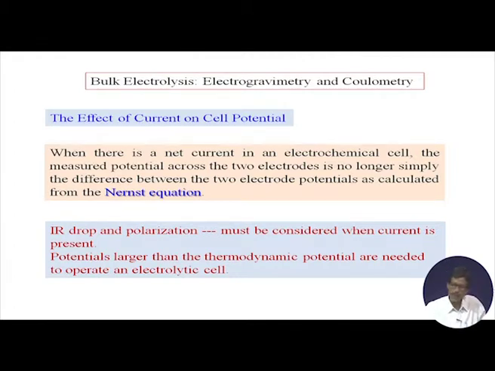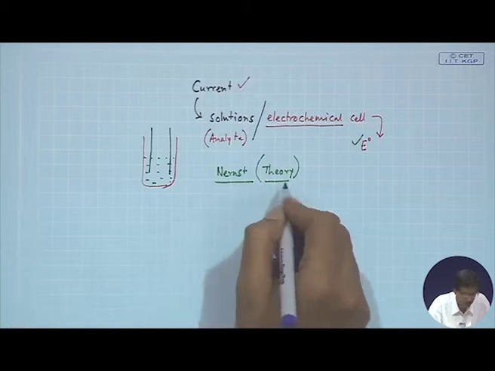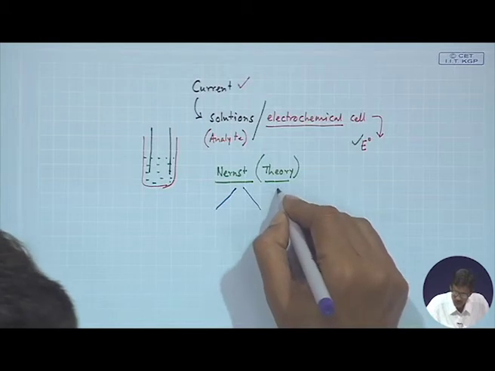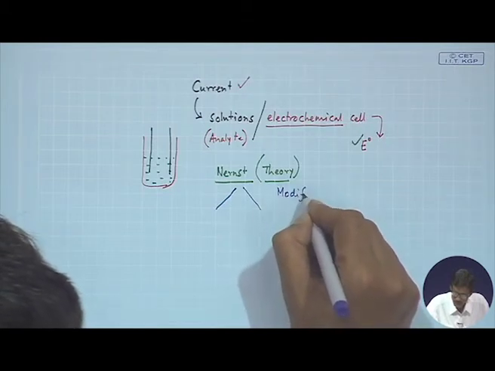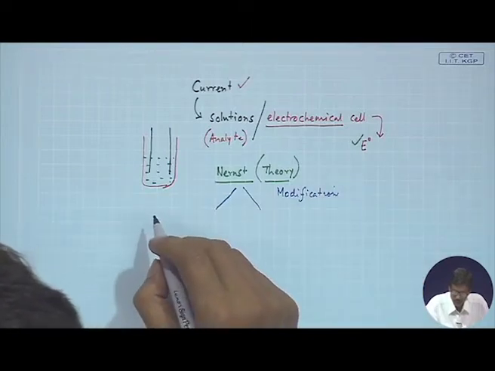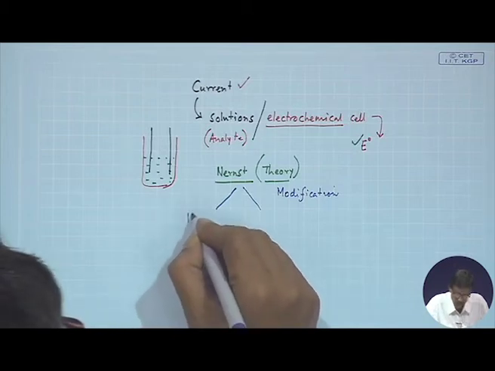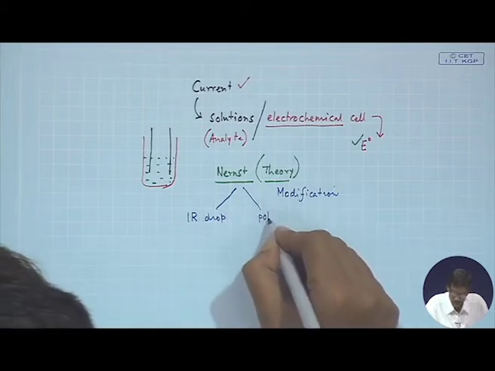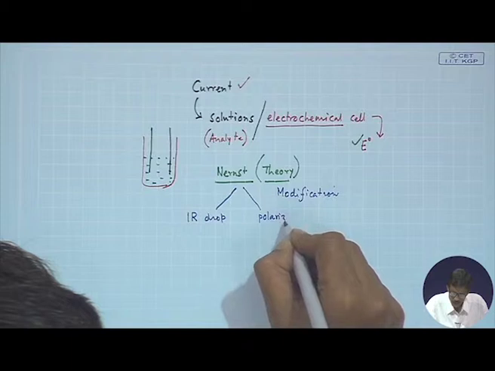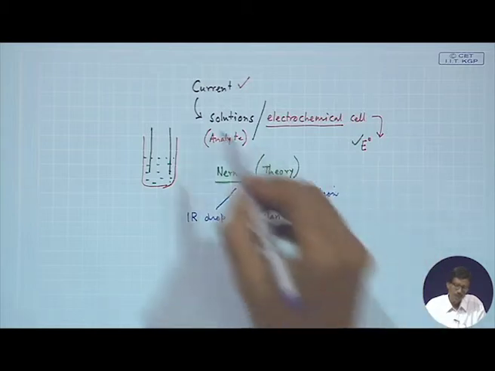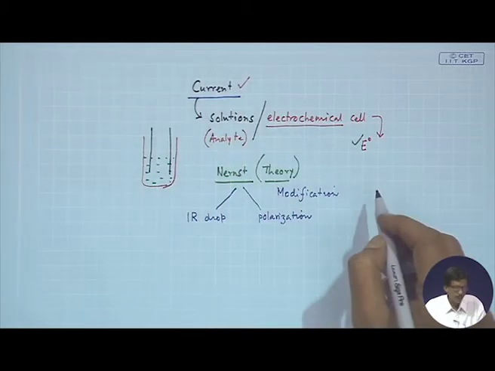So, two things are coming into the picture, and these two things we will now discuss, that when the Nernst theory or Nernst equation is not able to predict, we should get some modification of that equation. So, this modification is in terms of the IR drop and second is polarization, because we are talking about the corresponding amount of current.